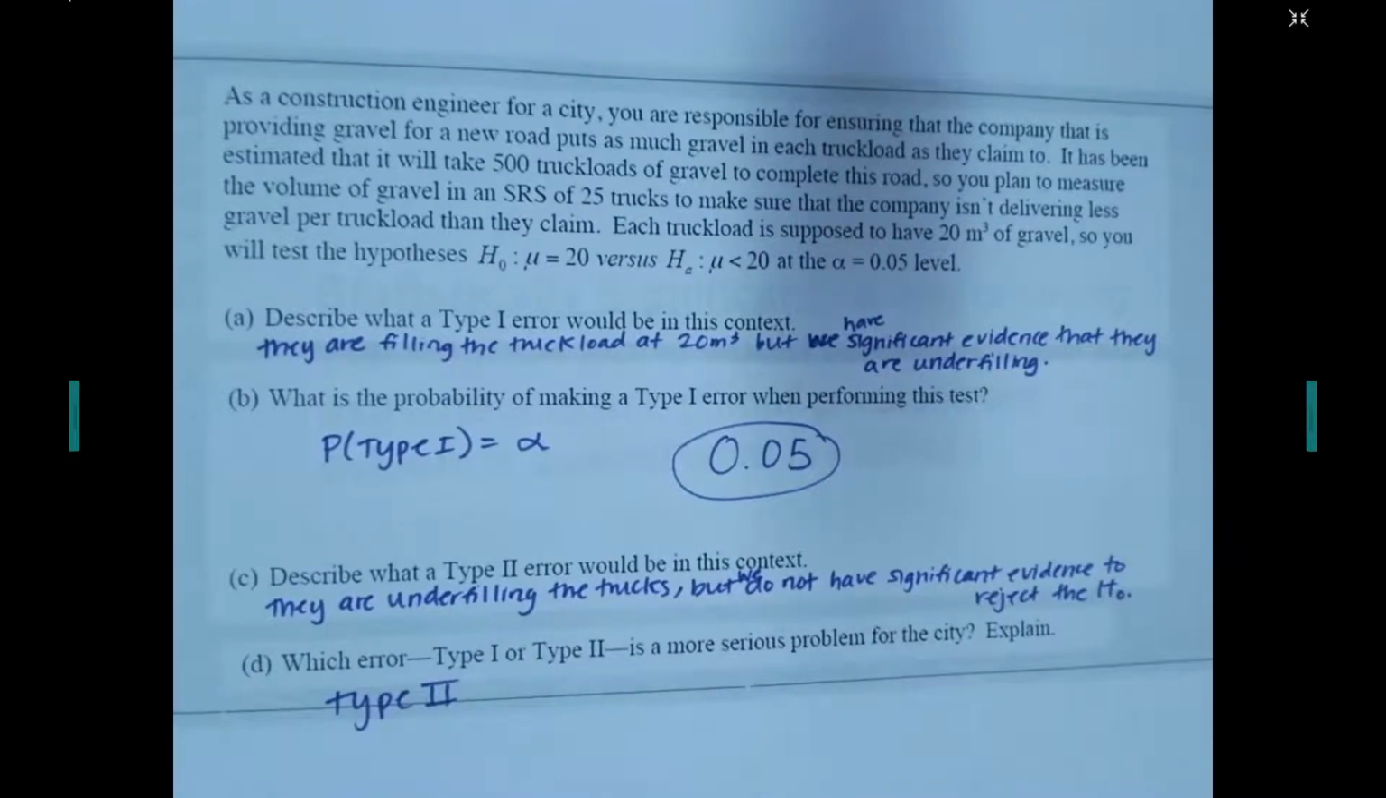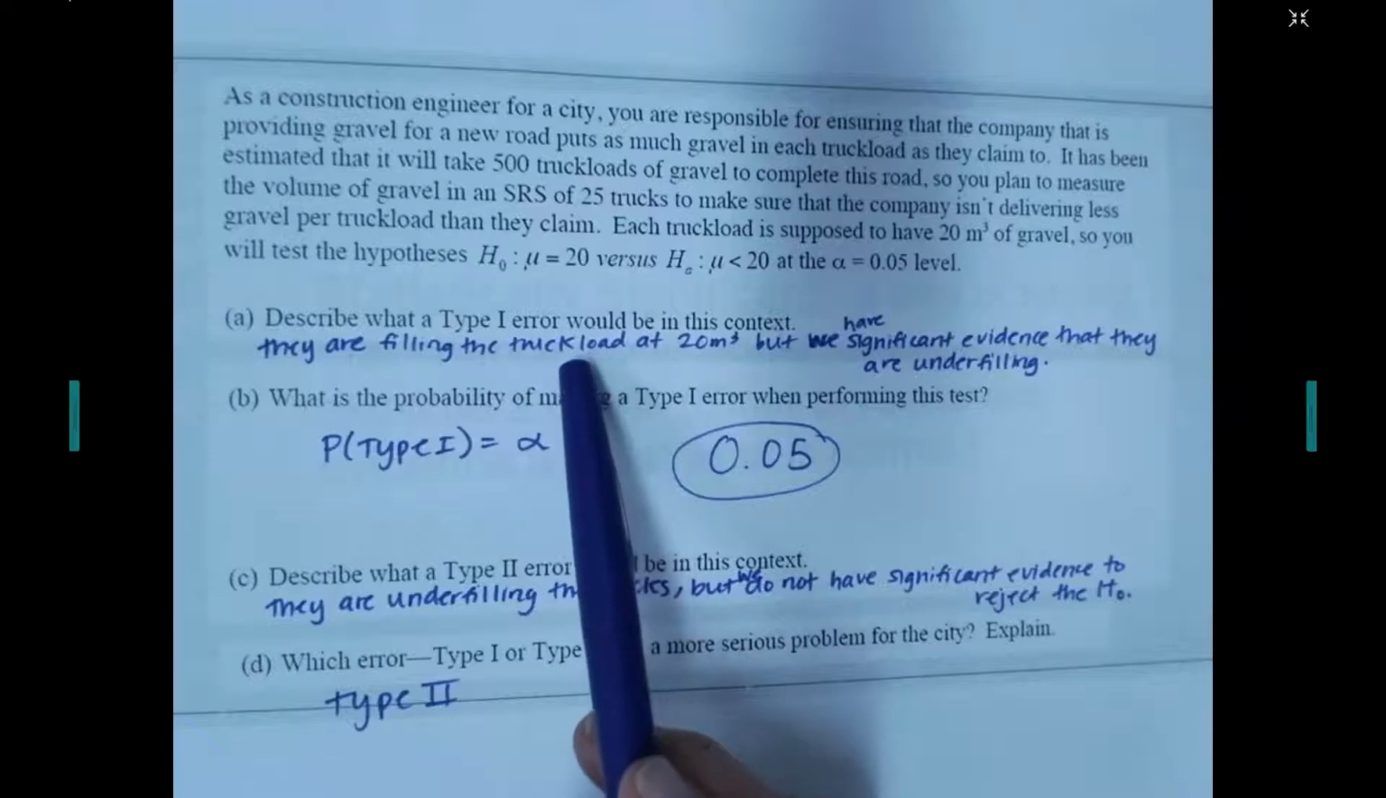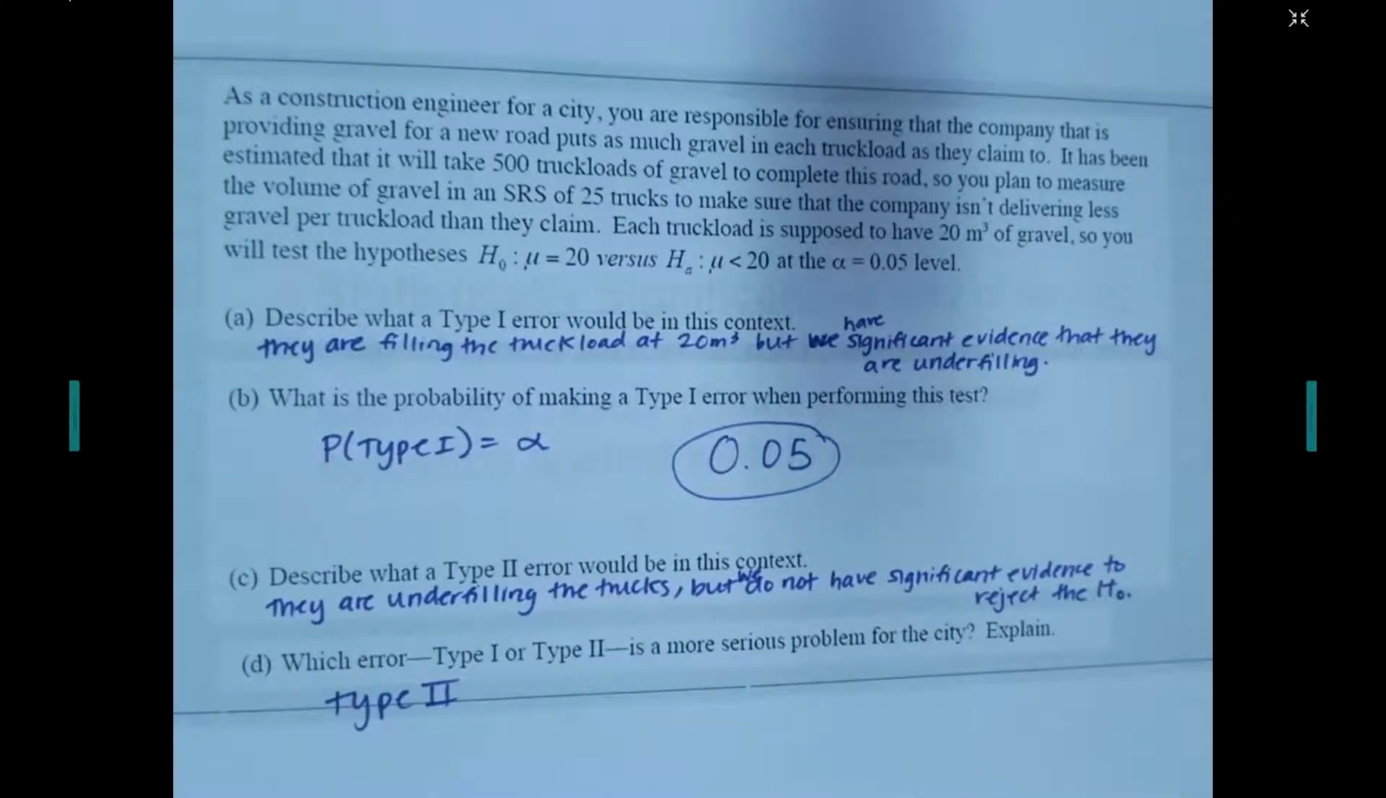Okay? If I were looking at it in terms of the company, type 1 might be worse, because I probably would have to come out of my own pocketbook and cover some of that I really shouldn't have to.